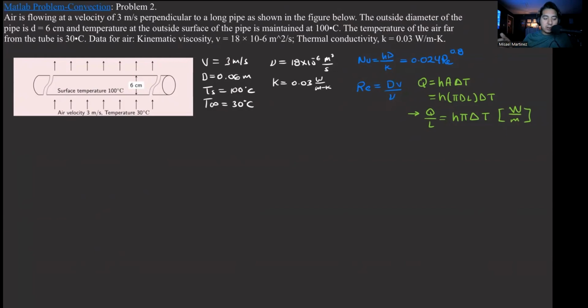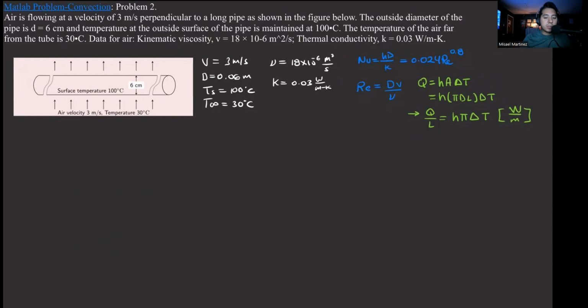But the temperature of the air far from the tube, or basically the free stream temperature of the air, is 30 Celsius. We're given some data for these conditions. We have the kinematic viscosity, nu, which is equal to 18 times 10 to the negative 6 meters squared per second. We have a thermal conductivity of 0.03 watts per meter Kelvin. We know the velocity, the diameter, and the difference in temperatures.